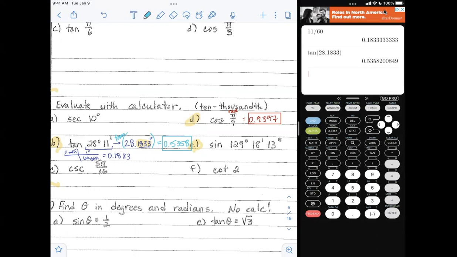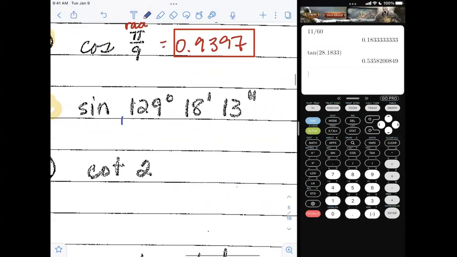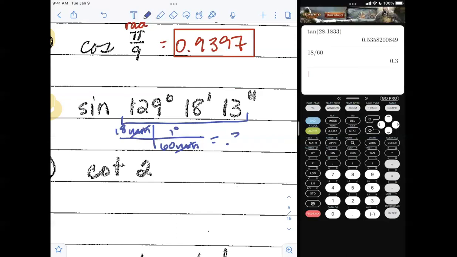Now we're going to do the exact same thing for sine, but we've got a couple more steps before we can just plug it in. So I need to make that 18 minutes into a decimal and my 13 seconds into a decimal and add them together. So we'll do 18 minutes divided by 60 minutes. That's 1 degree. Minutes will cancel. 18 divided by 60 is 0.3, okay?